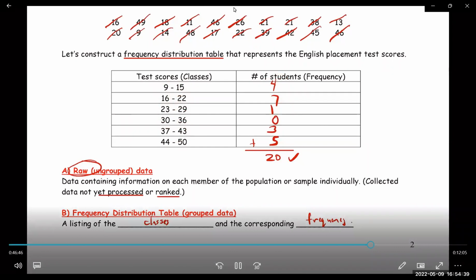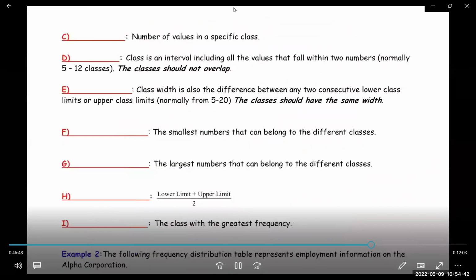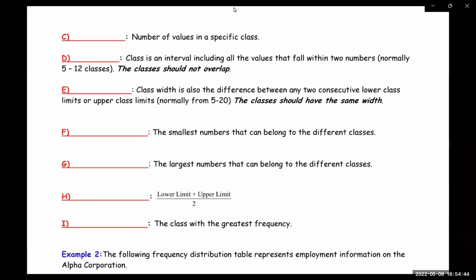All right, let's continue here. Number of values in a specific class. What are the number of values in a specific class? Huh, what do they mean by that? The number of values. I guess that's just the frequency. Yeah, that would be the frequency of each class. So that just means frequency. So that's what we would put in that blank. So let's do that now. All right, frequency.